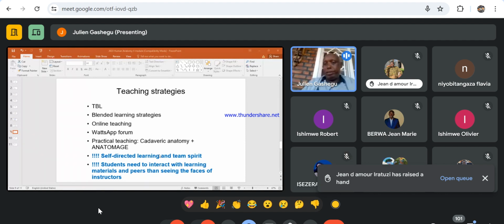We are going to deliver the anatomy modules. This is our responsibility, and we have been doing that for a long time, and we are used to it. But it's important that you lead the learning process yourself.